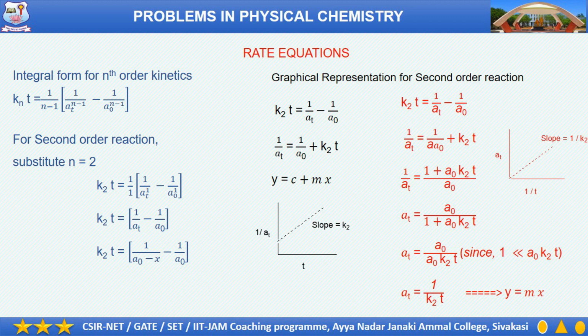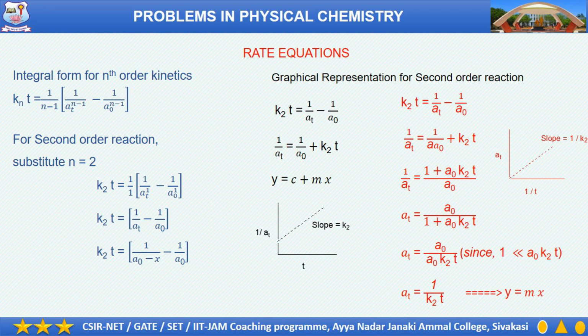Instead, somebody may ask you to calculate A_t versus 1/t. Accordingly, you have to manipulate this equation. You have to invert this equation. How to invert this equation? Before inversion, you should know this inversion factor. Take A_0 as the factor, A_0 into K2·t. Now invert this, and you will get A_0 by 1 plus A_0·K2·t.